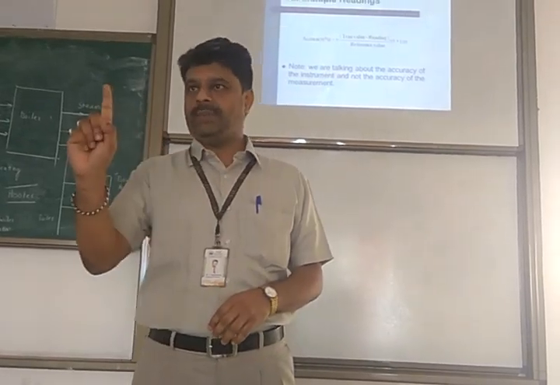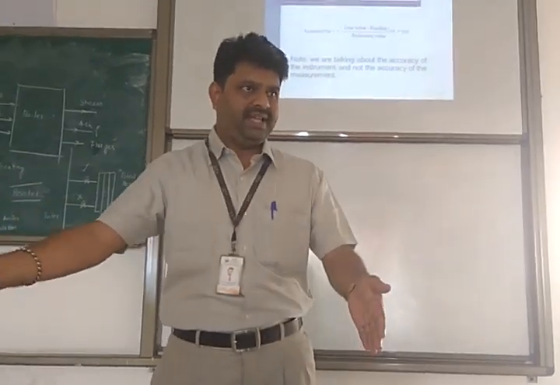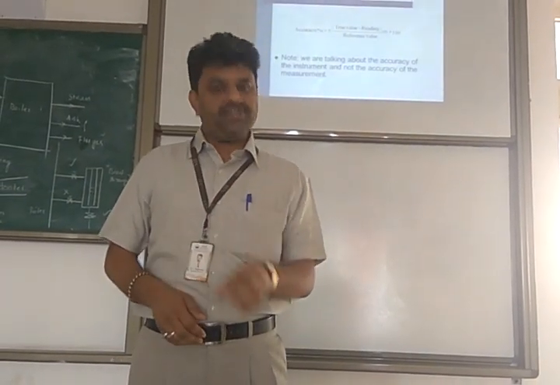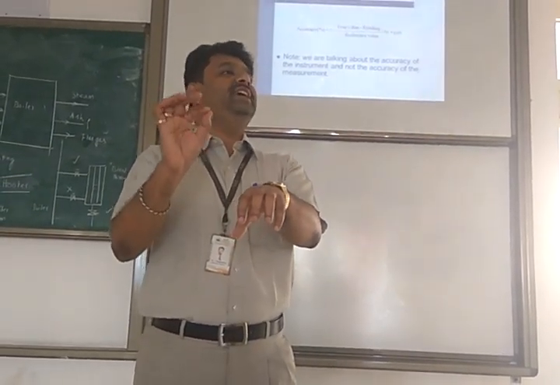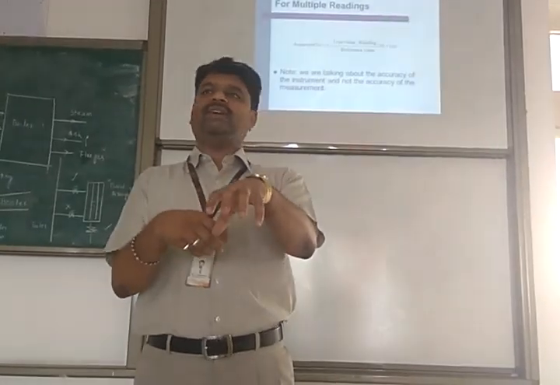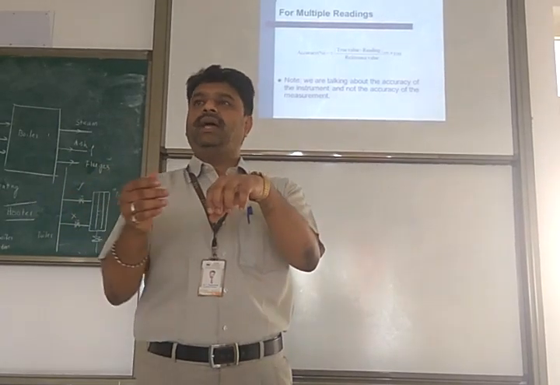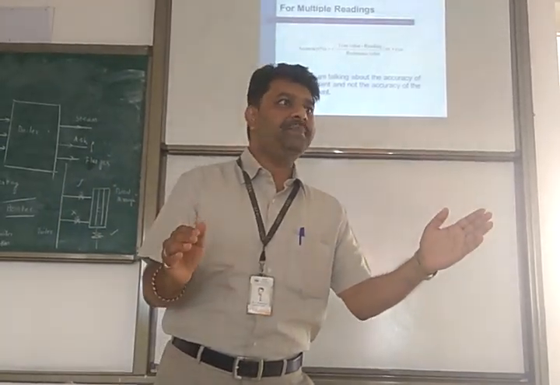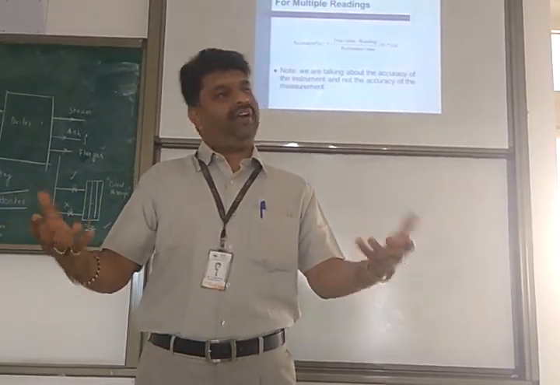Let's say I say plus or minus 1% of full scale deflection. 250 degrees Celsius is full scale deflection in the example we have taken. 1% of full scale deflection is 2.5. Suppose I measure 70 degrees Celsius, my error can be plus or minus 2.5 degrees Celsius. My instrument shows 70, but what is the actual temperature? It can be anything between 67.5 and 72.5.